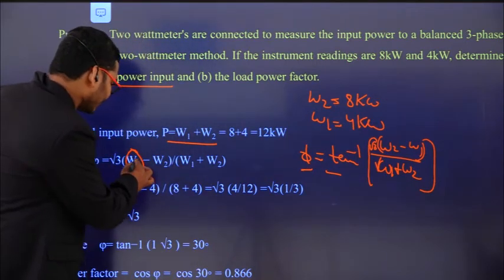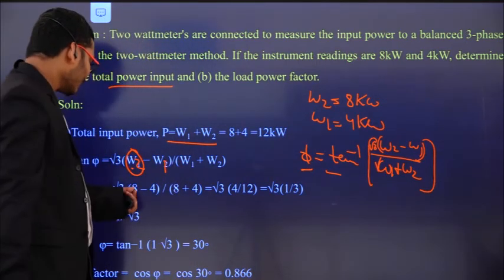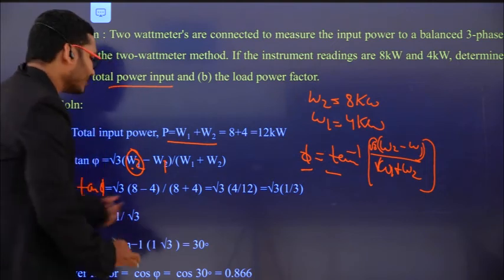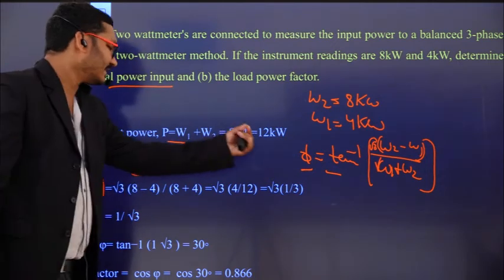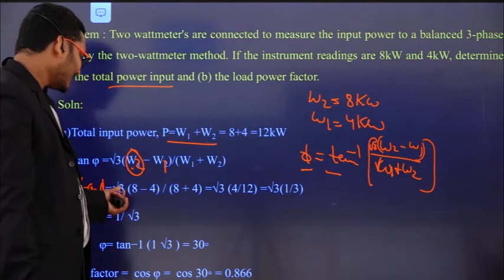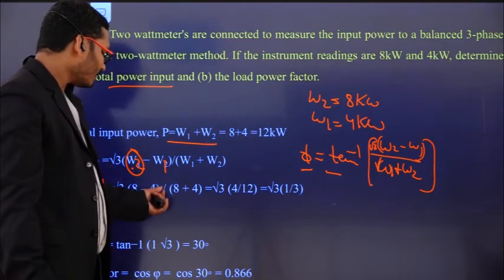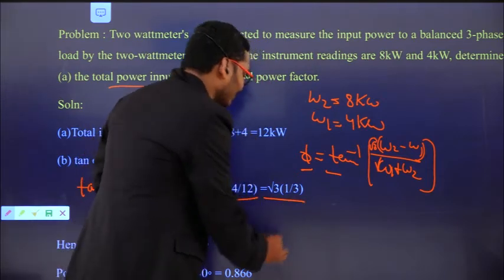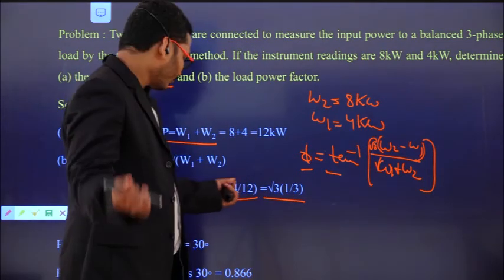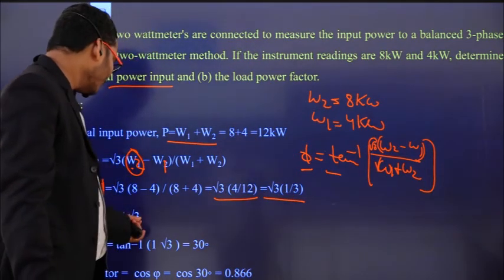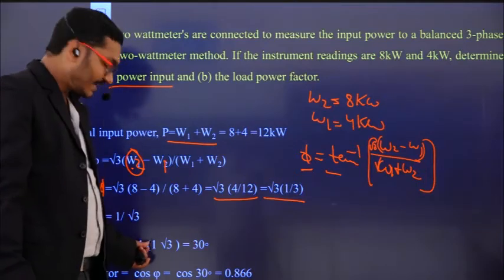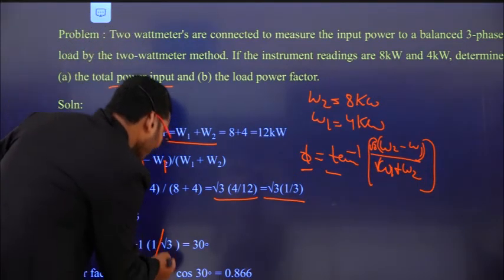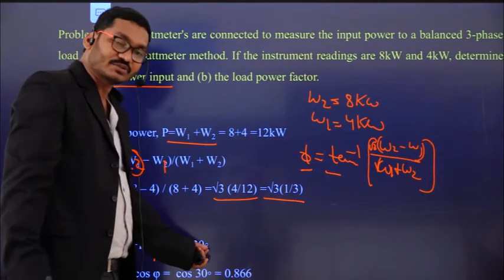Here I will consider W2 here, W1 here. So tan phi equals this; phi equals tan inverse of that, or tan phi equals this. So you will get root 3 into 8 minus 4 by 8 plus 4, which is root 3 into 4 by 12, which is root 3 into 1 by 3. So tan phi equals 1 by root 3, and phi equals tan inverse 1 by root 3. You will get phi equals 30 degrees.